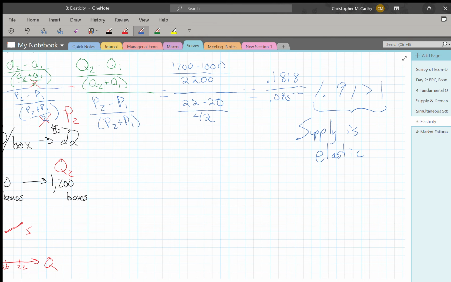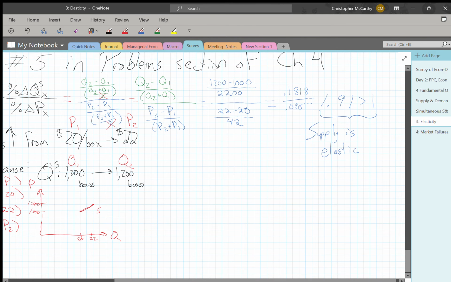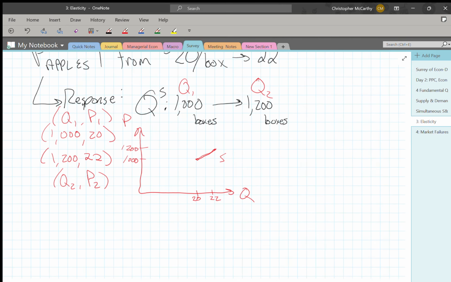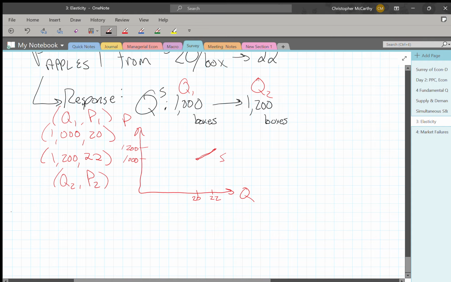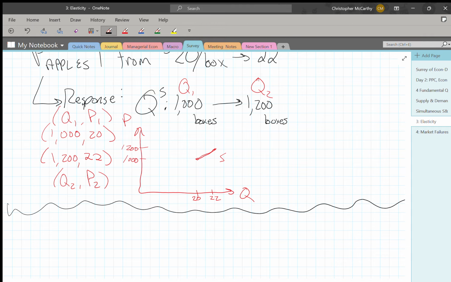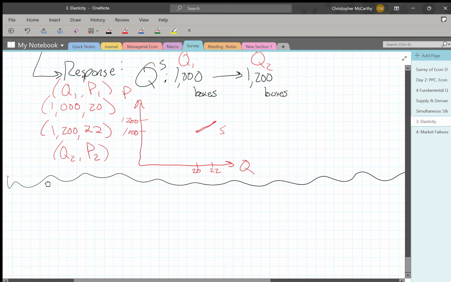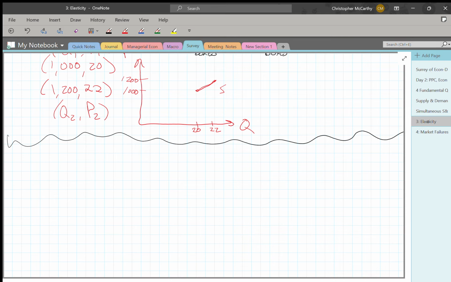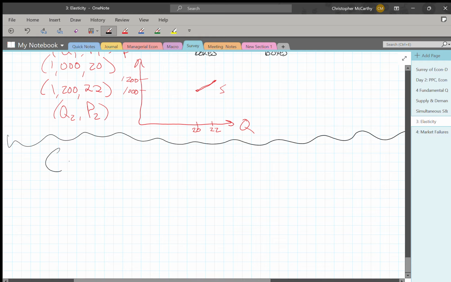All right, let's go ahead and get back to notes now and do some cross-price elasticity of demand, and then we'll take a break and we'll watch that video, and then we'll start chapter 4. Chapter 5. Yeah, sorry, this is all mislabeled. Chapter 4 should be elasticity, chapter 5 is market failures. All right, cross-price elasticity. Woo!